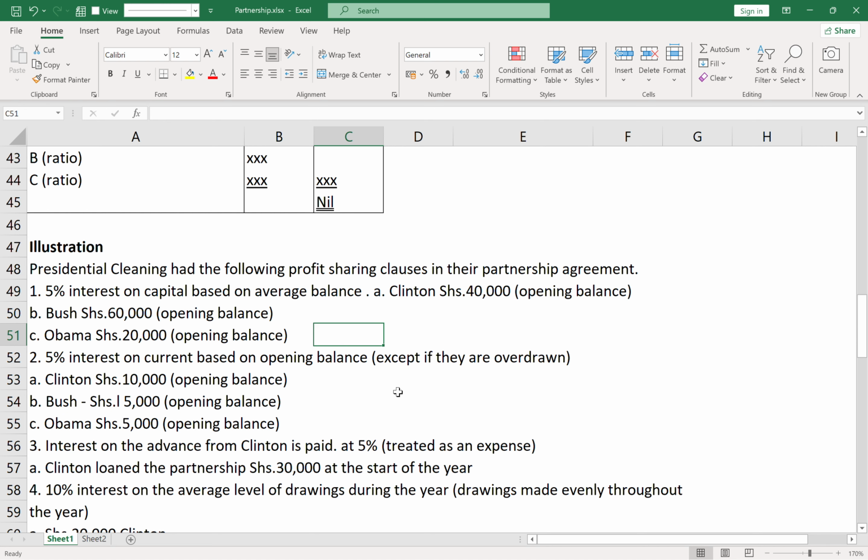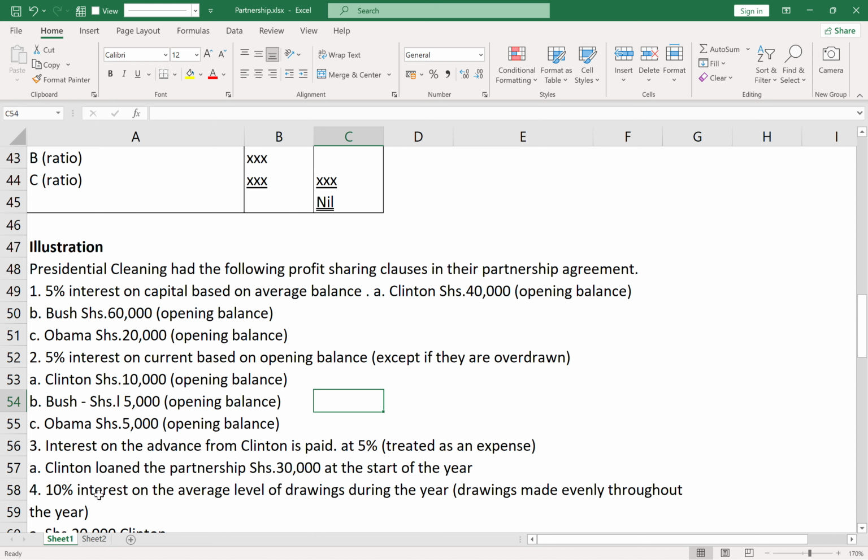I have Clinton 10,000 opening balance, Bush 5,000 opening balance. We also have Obama 5,000 opening balance. We have the interest on the advance from Clinton, paid at 5%, treated as an expense. Clinton loaned the partnership 30,000 at the start of the year. Then you have 10% interest.